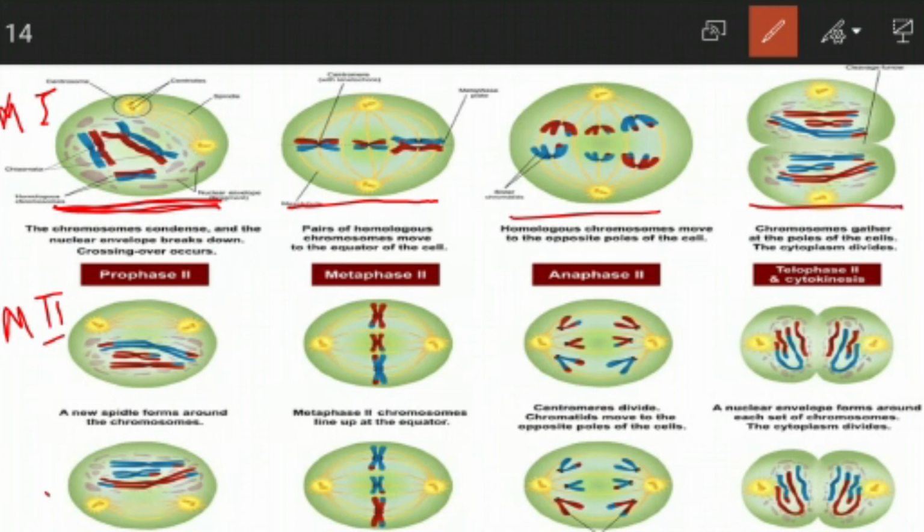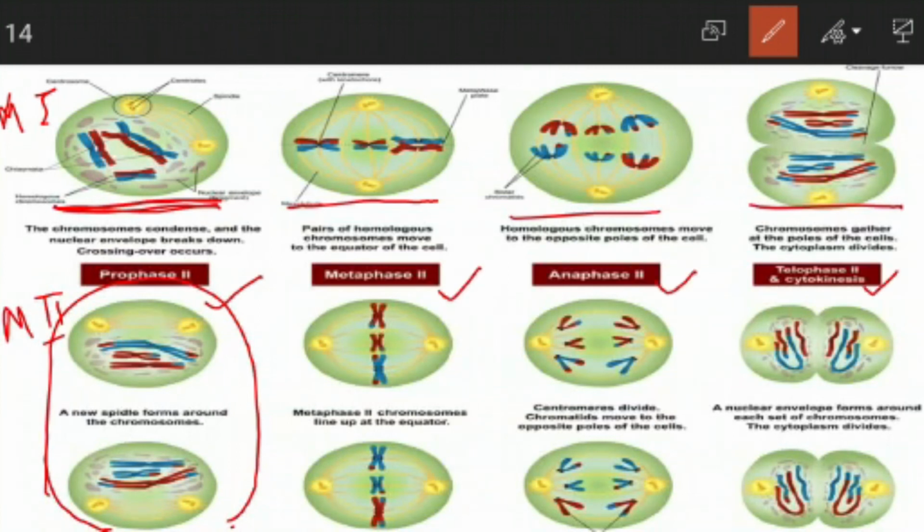Now, meiosis 2. Meiosis 2 means from one cell, now two cells are formed. Now, what happens in meiosis 2? Meiosis 2 is again divided into 4 phases: prophase 2, metaphase 2, anaphase 2, telophase 2. It is just similar to mitosis.